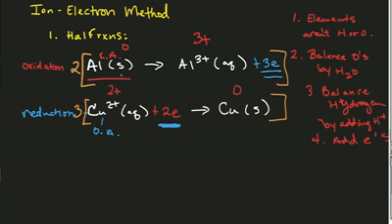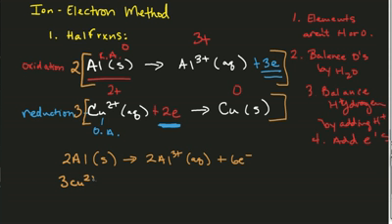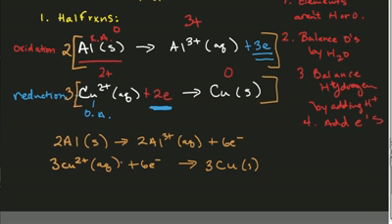So when I do that, I'm going to get 2Al solid, 2Al3+ aqueous, plus 6 electrons, and then 3Cu2+ plus 6 electrons, 3Cu solid. Now what do I do?